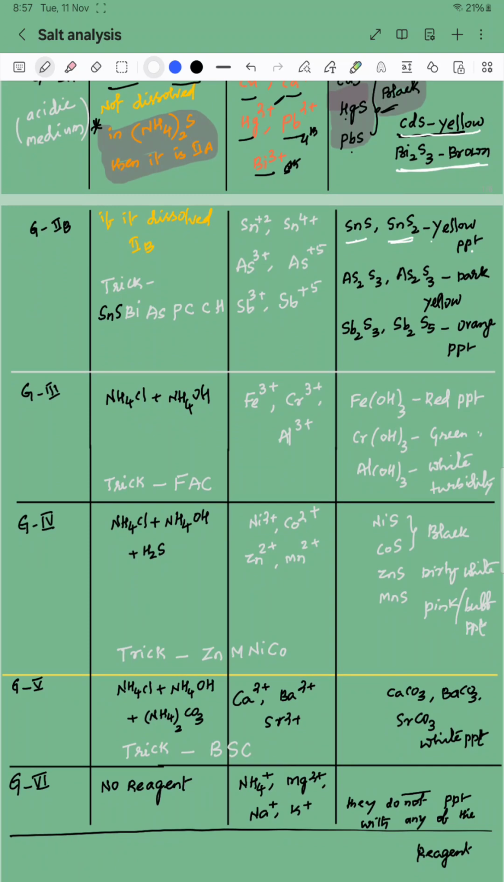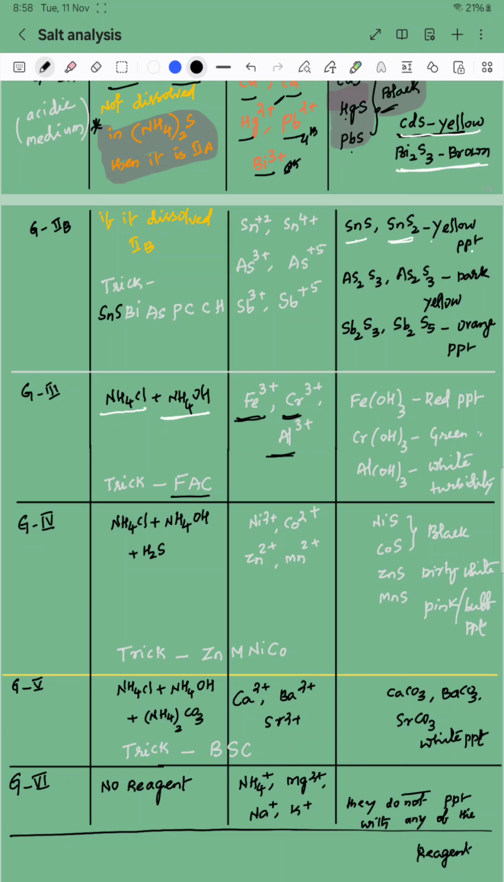Now group 3 cations, right? Group 3 radicals, student, the reagent is ammonium chloride plus ammonium hydroxide, right? Group 3 cations, this is most important, student: one will be Fe plus 3, chromium plus 3 and aluminum plus 3, right? Group 3 cations all have the plus 3 charge only, right? Okay, so remember as FAC, right? Iron, aluminium, chromium.